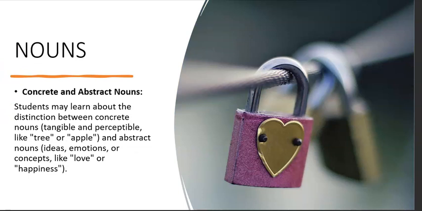Next, we have concrete and abstract nouns. Now, concrete nouns are tangible, or nouns that we can see and touch. For example, tree, apple, bag. Concrete nouns are nouns that are tangible. When I say tangible, I mean something we can touch. Tangible, it's something we can touch, okay? And perceptible, okay? So like tree, apple, we can see them, we can touch them. Pen, pencil, these are concrete nouns.